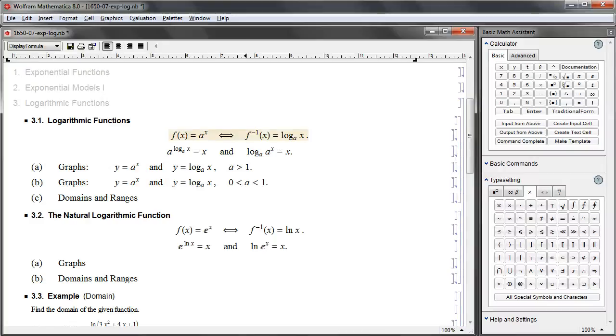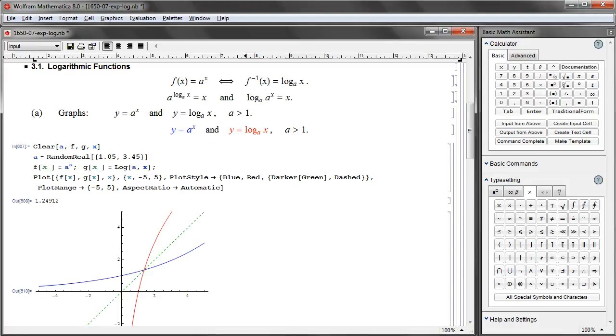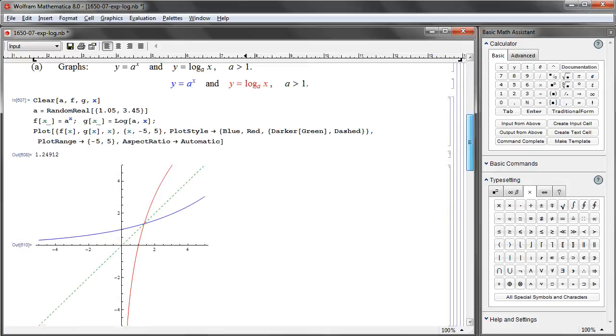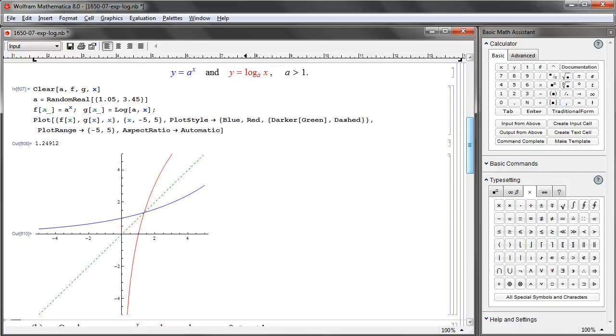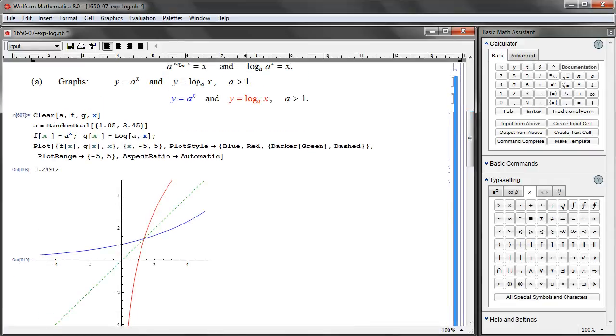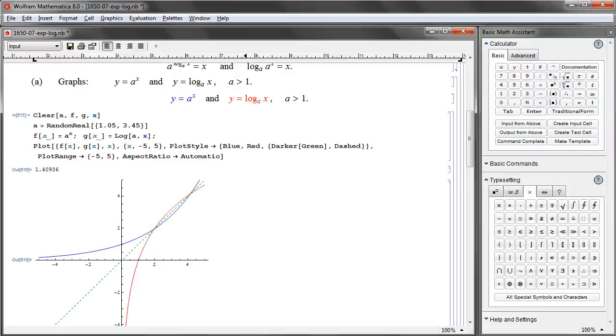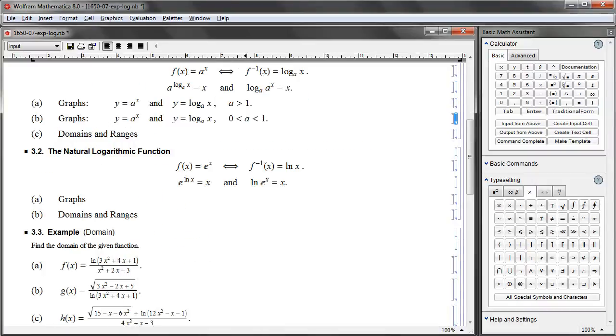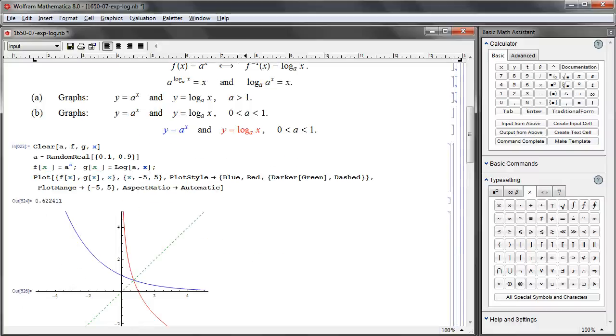And that's how we define a logarithmic function from an exponential. Now, what are the graphs of exponential and logarithmic functions? They are inverses, so we have a symmetric relation with respect to the principal diagonal, and the same is true even when a value is less than 1.